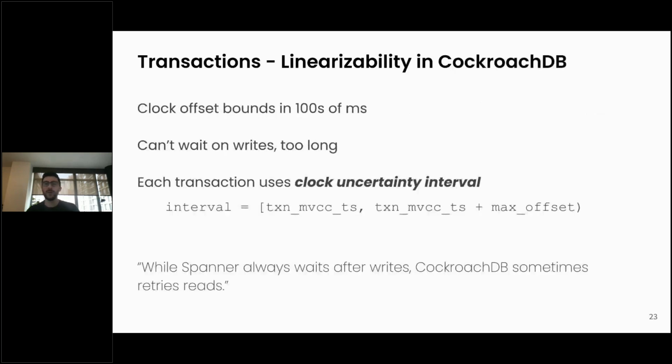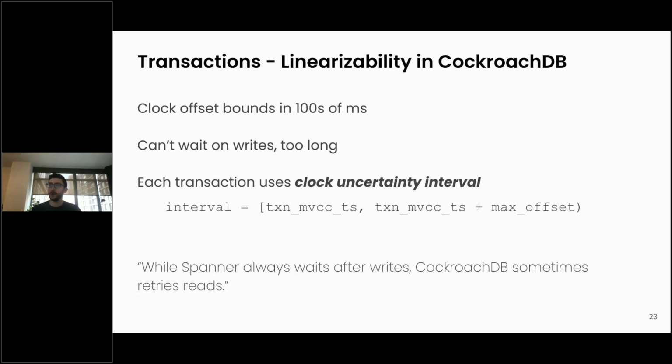And so that's why CockroachDB can't really do the same thing as Spanner. It can't wait on writes because its expected clock offset bounds are just too large. Cockroach is run on commodity hardware, typically using NTP to synchronize these clocks, and so it can't expect to have such tight clock synchronization. And so waiting on writes would just be too long. So Cockroach needs to grapple with clock uncertainty between nodes a little more directly.